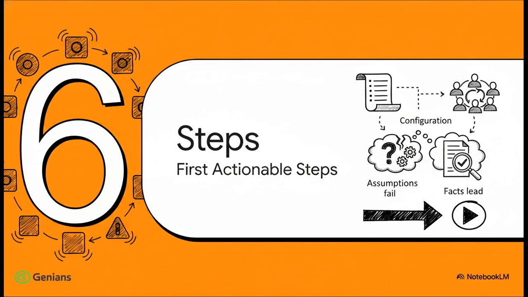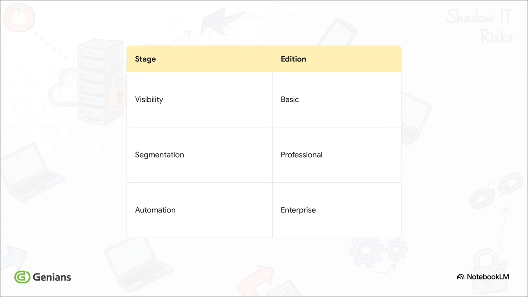Section 6. Steps for Action. Let's look at how to actually start this process based on the facts. The first steps are simple, and the software editions match the implementation stages. The Basic Edition builds your inventory. The Professional Edition segments your devices into those node groups, and the Enterprise Edition automates the workflows.